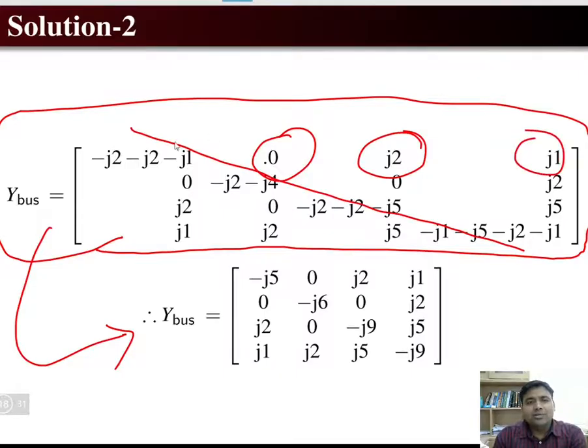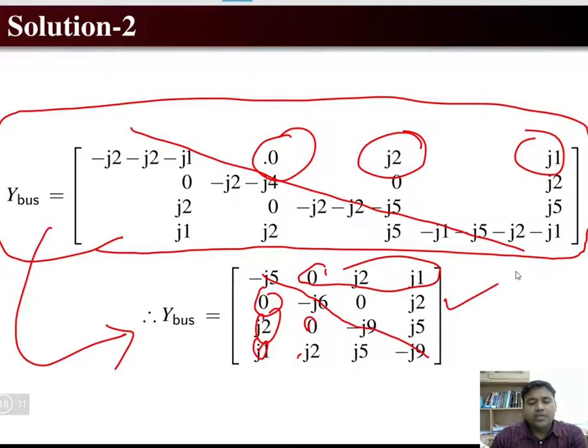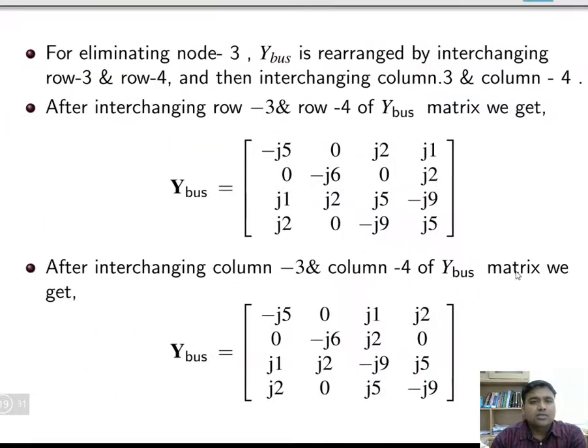So diagonal elements will basically be the sum of the admittances connected to a particular node, and off diagonal elements will be the negative of the sum of admittances connected between two particular nodes. So in this way we can form the Ybus of the system. Now you have to eliminate the node 3.